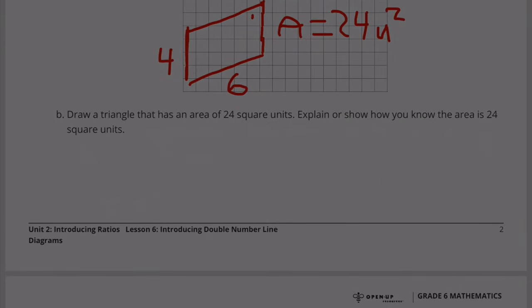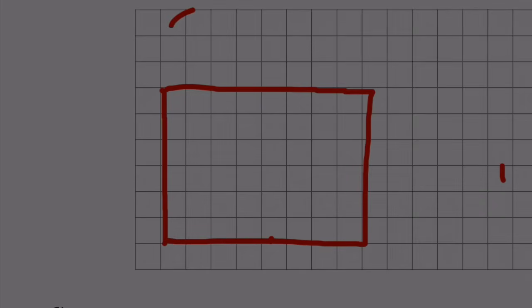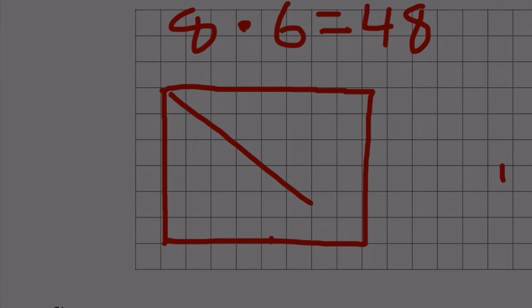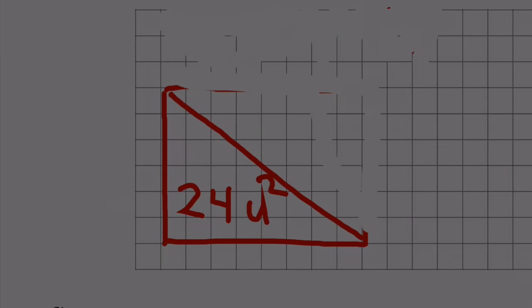B. Draw a triangle that has an area of 24 square units. Explain or show how you know the area is 24 square units. First, I'm going to draw a rectangle, and then I'm going to cut that rectangle in half. This rectangle is going to be 8 units by 6 units. So 8 times 6 would be 48. And when you cut 48 in half, the area of the triangle would be 24 units squared.